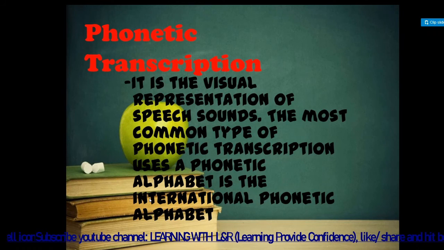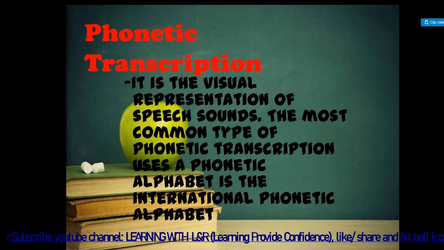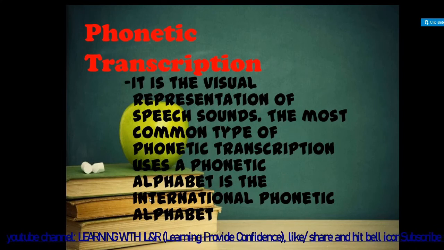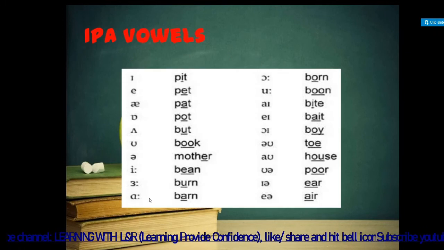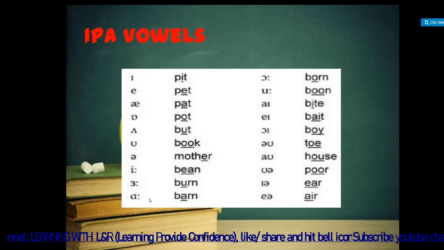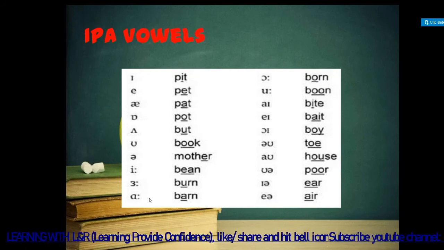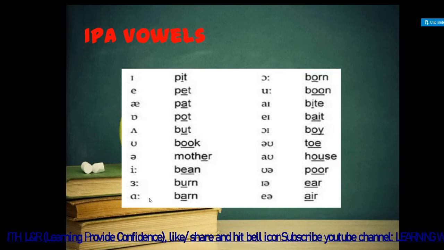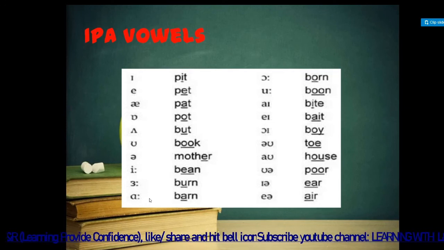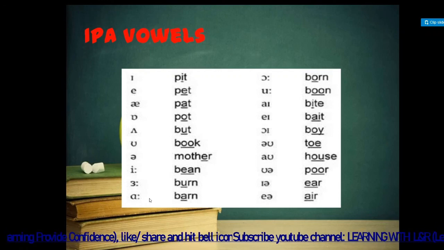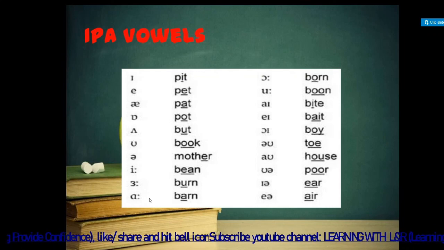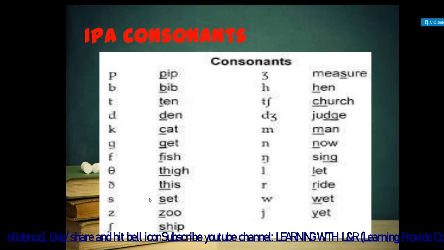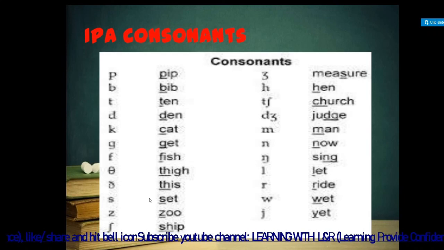Then phonetic transcription, it is the visual representation of speech sounds. The most common type of phonetic transcription uses a phonetic alphabet, the International Phonetic Alphabet, right? Like IPA vowels, when we sound pit, pet, pat, pot, but, book, mother, being, bird, barn. These are all the sounds of the same vowel, different depending on the word. Okay. Then this is also an example of this. It's your consonant sounds, and it is all about today's lecture.